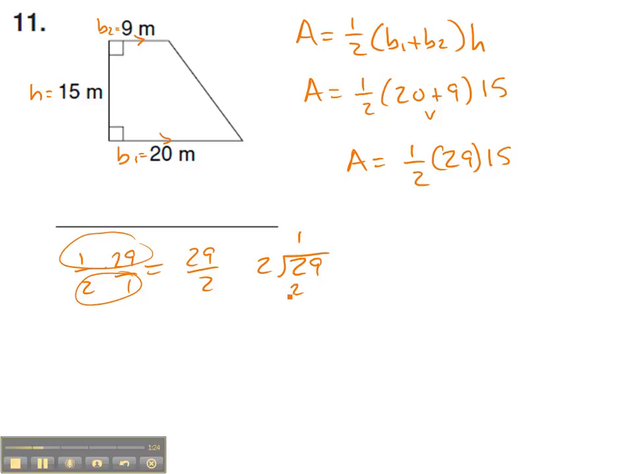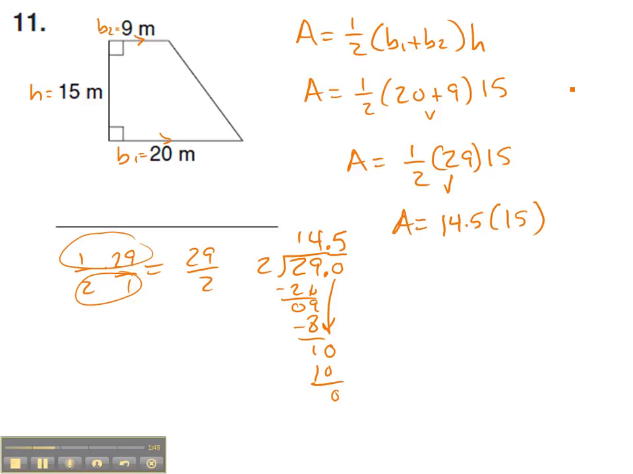1, 2, and 2. Subtract, you get 0. Bring down the 9. There are 4 2's in 9. 4 times 2 is 8. Subtract, you get 1. We need a decimal and a 0. Line up a decimal in our quotient. Bring down the 0, and there are 5 2's in 10. So area equals, this came out to 14.5 times 15.